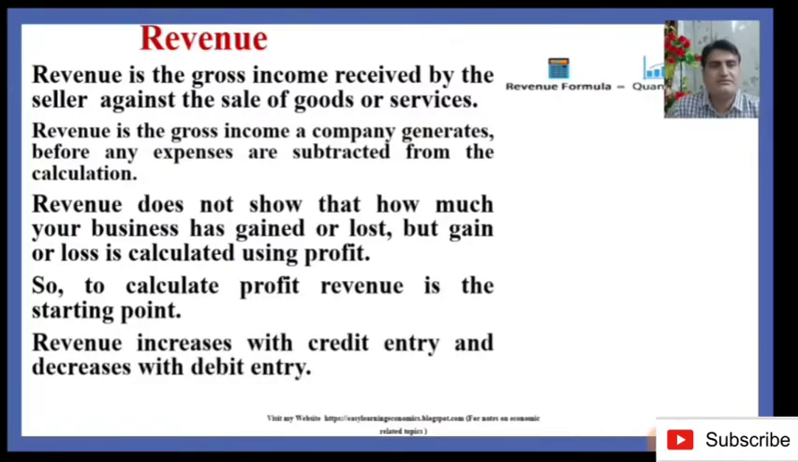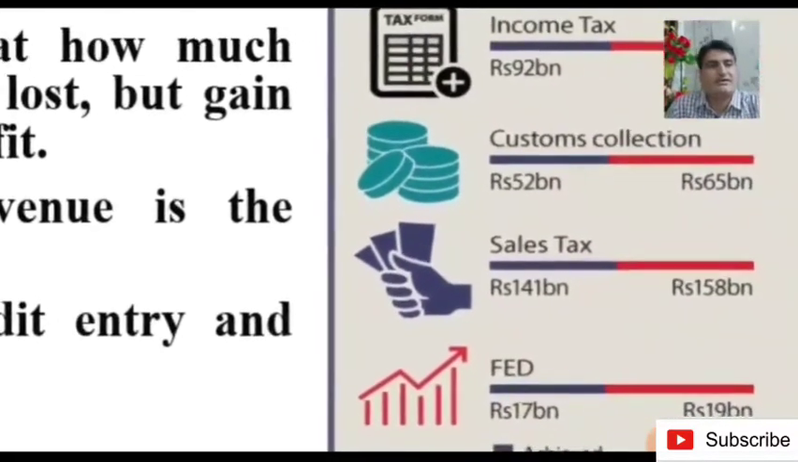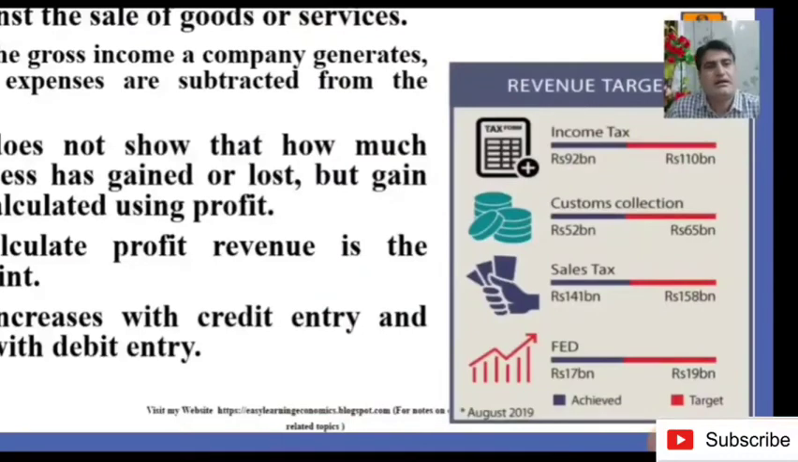Revenue increases with credit entry and decreases with debit entry. Revenue targets for the government are the income tax revenue, custom collections, sales tax and the federal excise duty. These are the different revenue targets on the part of the government.